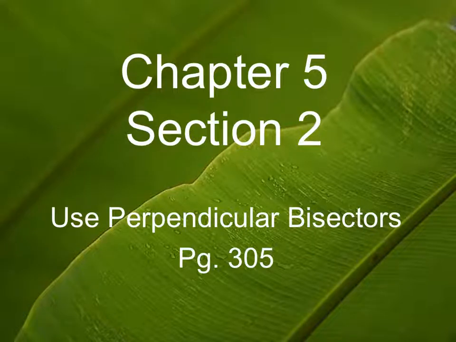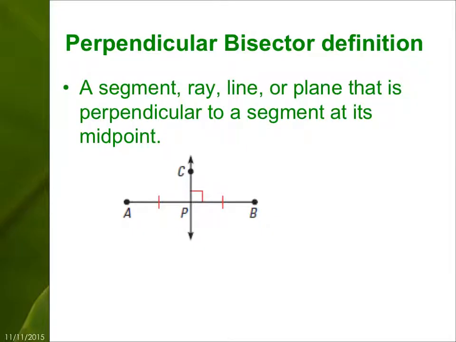So today we're going to cover section 2, and it's on using perpendicular bisector. So the first thing we're going to do is define what a perpendicular bisector is. And it's going to be a segment, a ray, a line, or a plane that is perpendicular to a segment at its midpoint.